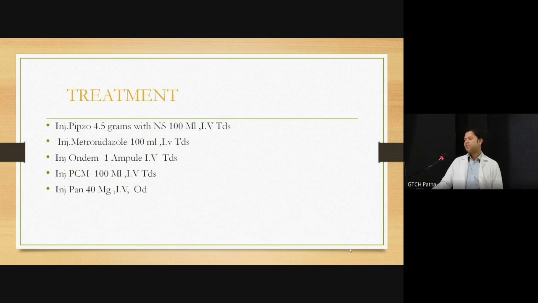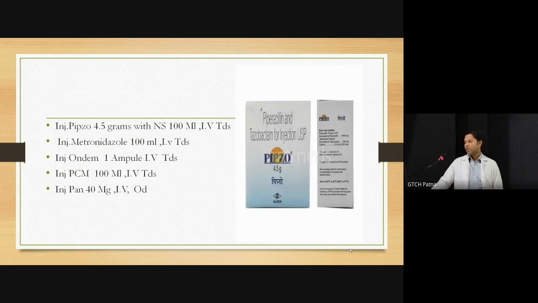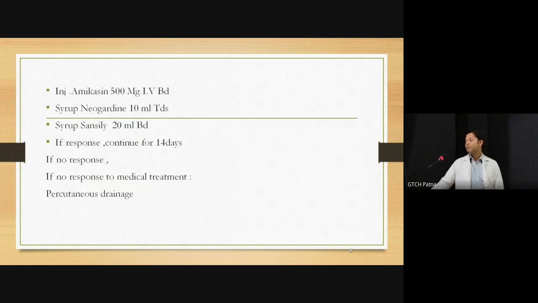Treatment. In admitted patients, injection Pipzo, which is piperacillin and tazobactam, 4.5 grams with normal saline 100 ml IV TDS, injection metronidazole 100 ml IV TDS, injection ondansetron for the vomiting, injection PCM SOS whenever there is a fever, and a PPI. Injection amikacin 500 mg IV on a BD basis.